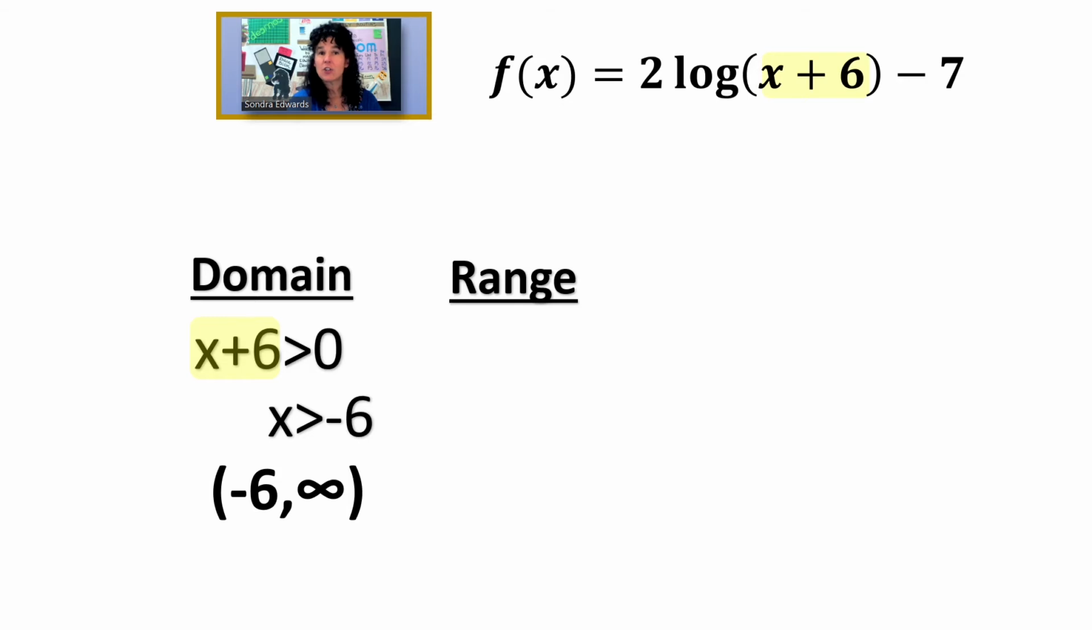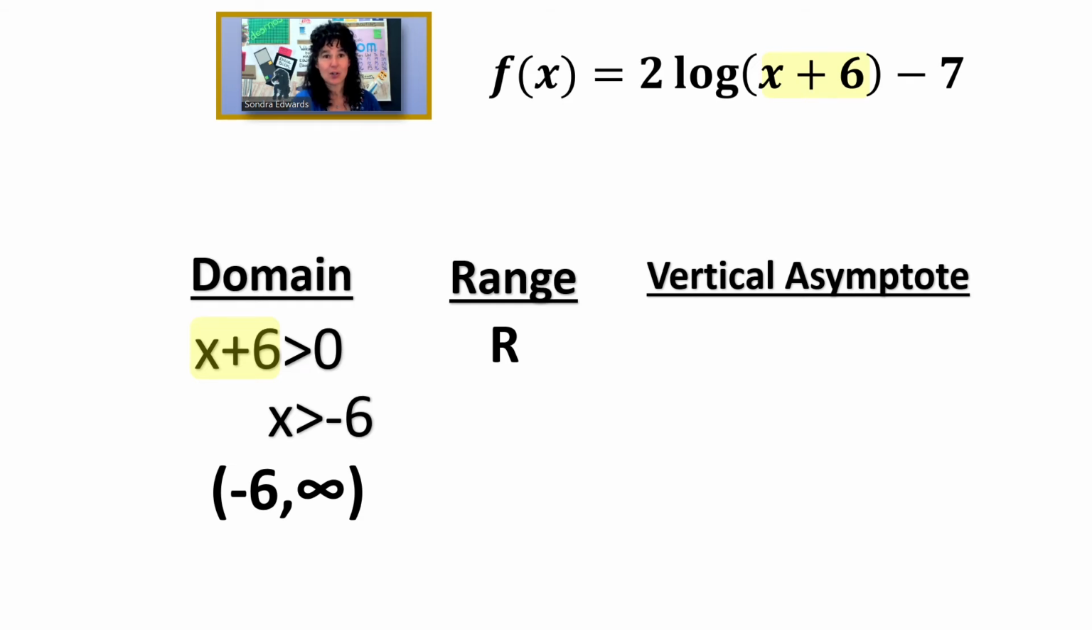The range of every logarithm, even though they climb so very slowly, it's forever up and forever down. So the range is all real numbers. Vertical asymptote, just simply set the argument equal to 0 and solve. Okay, so subtract 6, and our vertical asymptote is at x equals -6.